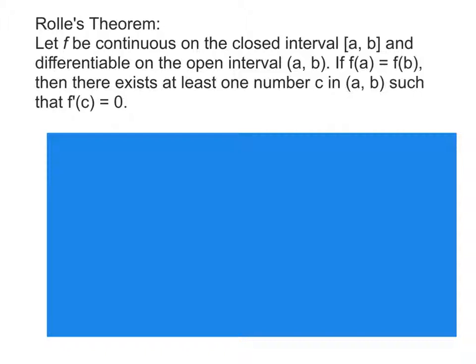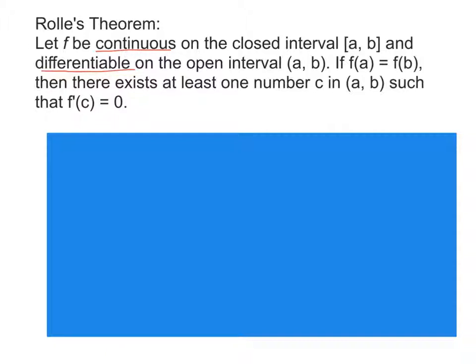Rolle's theorem looks like this. It says let f be continuous, so f is some function that's continuous on the closed interval from a to b, and it's differentiable, which means the derivative exists on the open interval from a to b. Okay, so it has to be both continuous and differentiable. Both of those things are important. If either of those criteria are not met, either not continuous or not differentiable on that entire interval, then we can't use Rolle's theorem.